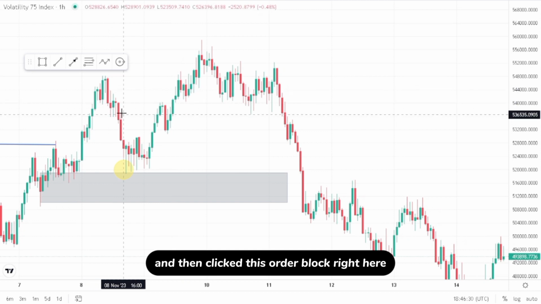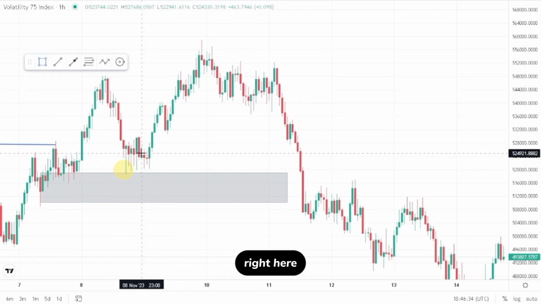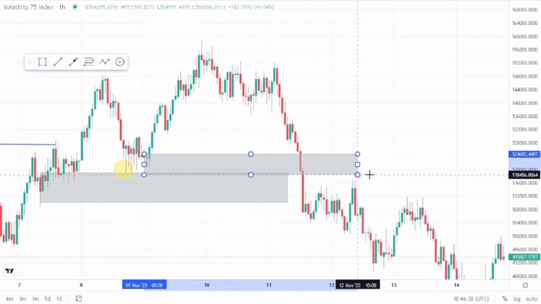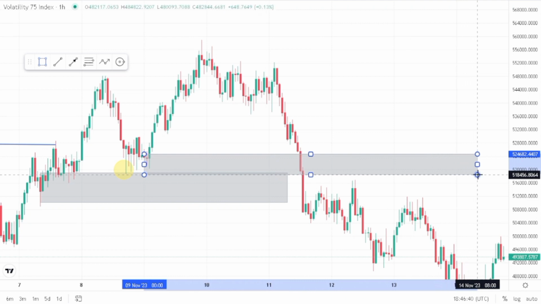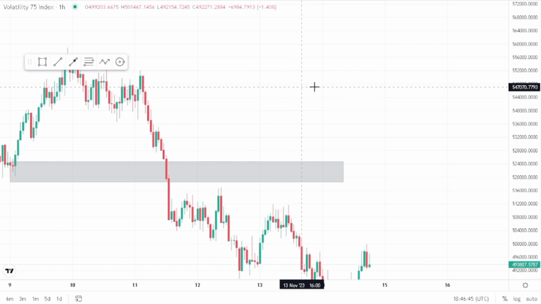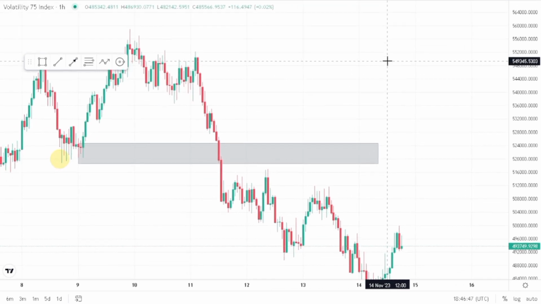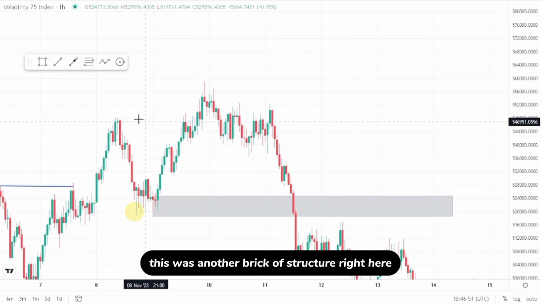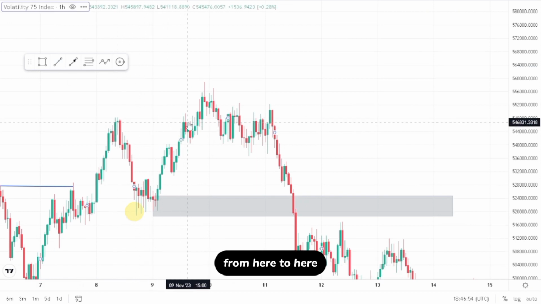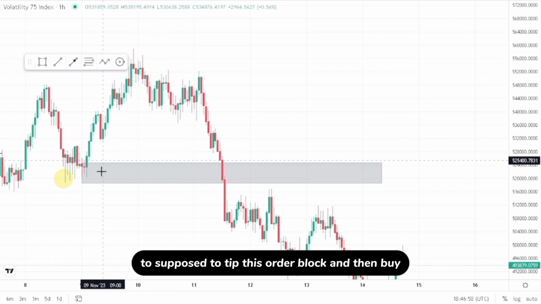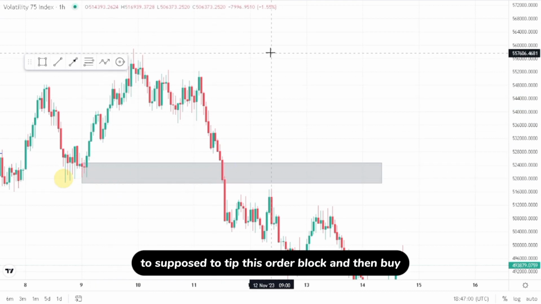And then it left this order block right here. Maybe delete this one, right? And then this was another break of structure right here, from here to here. It was a break of structure, and then price came down. It was supposed to tap this order block and then buy.